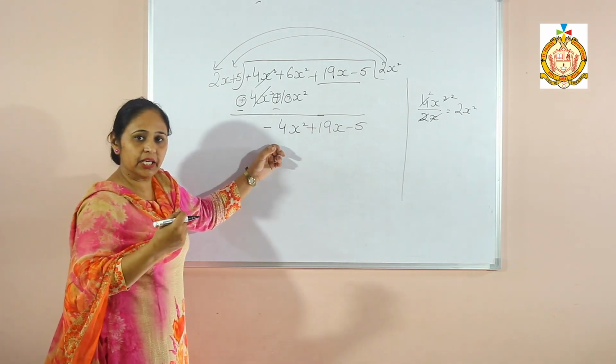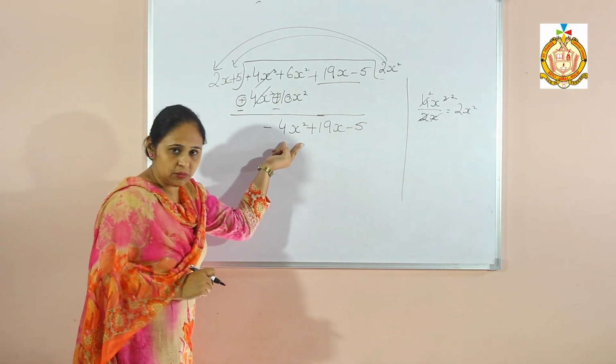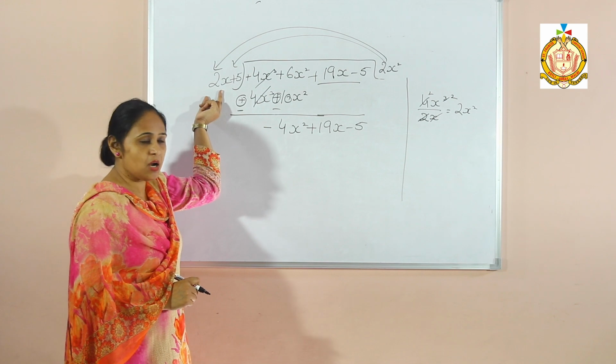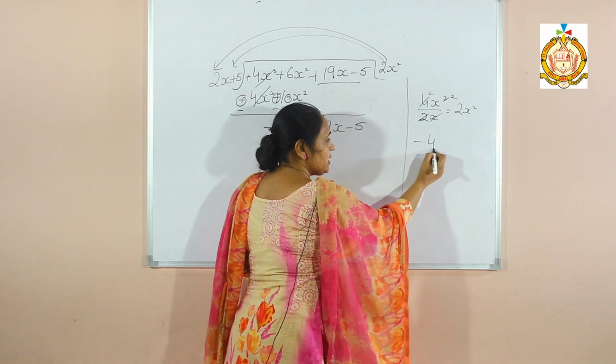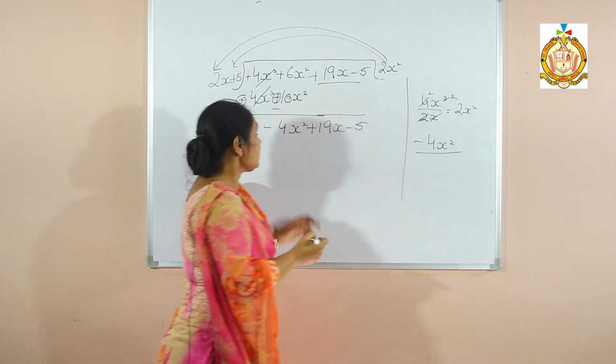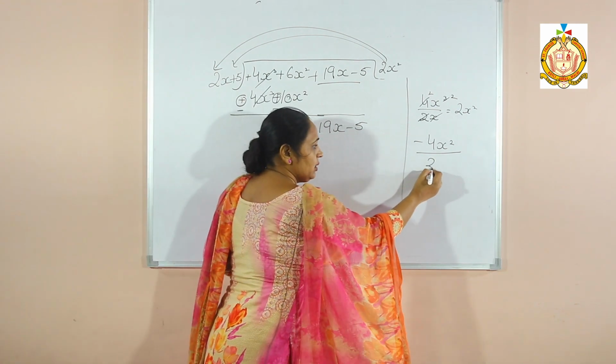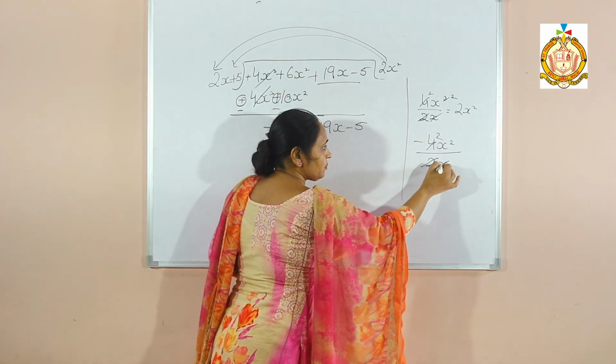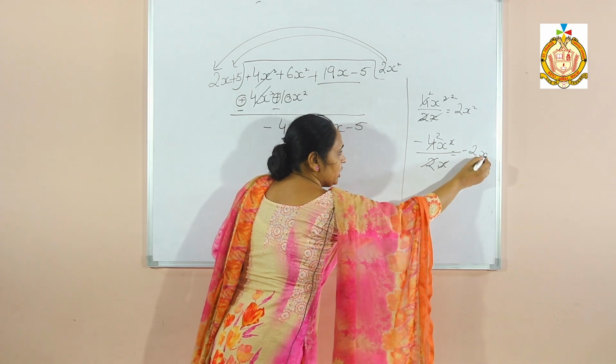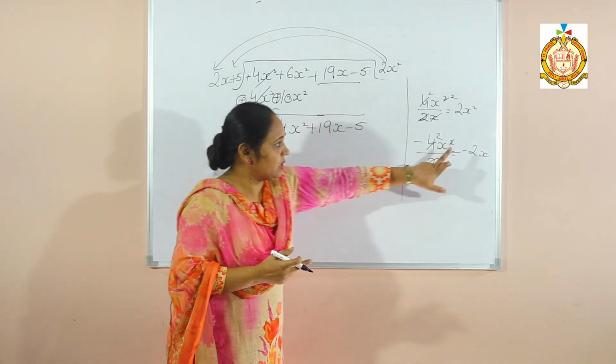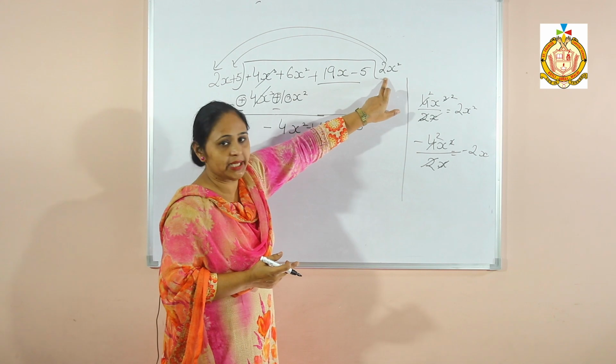Now we have to repeat again that same concept. First term inside, first term outside. First term inside is 4x square and outside is 2x. Again we have to solve it. It becomes minus 2x. Again same concept. This answer we have to write here.